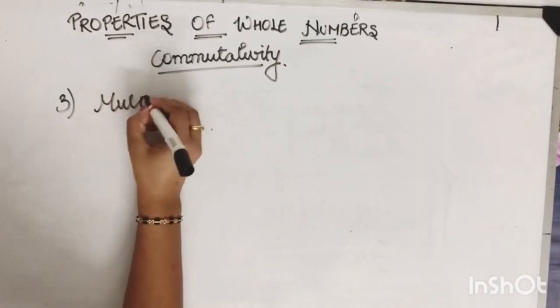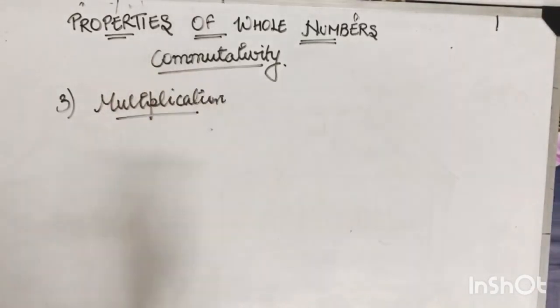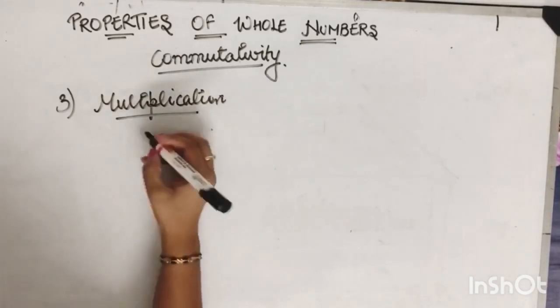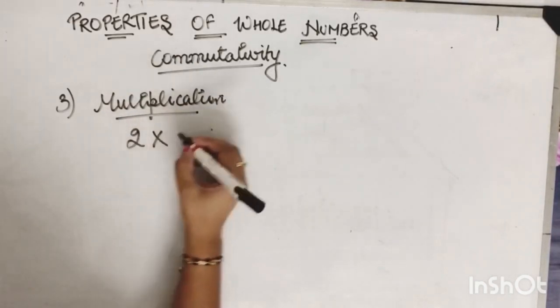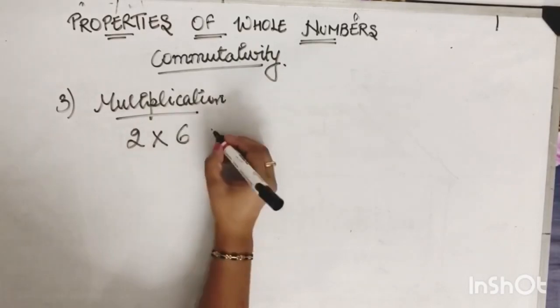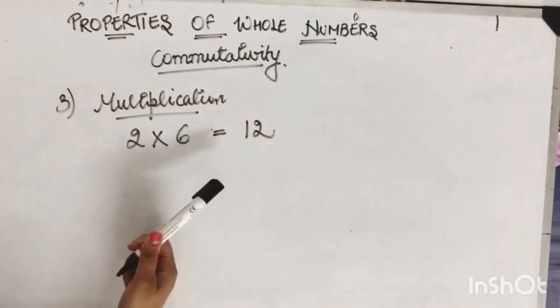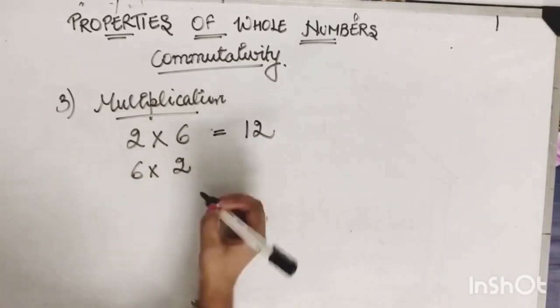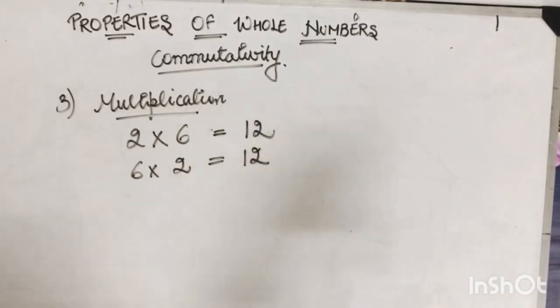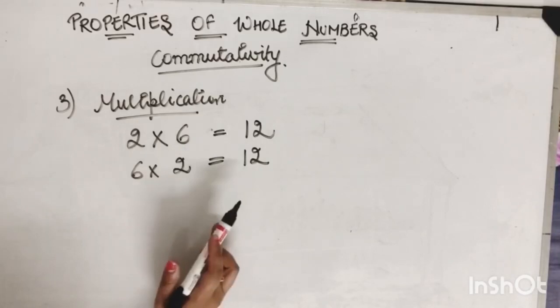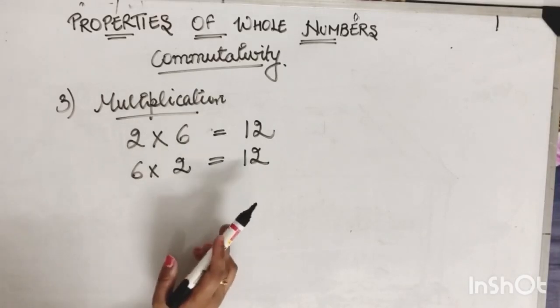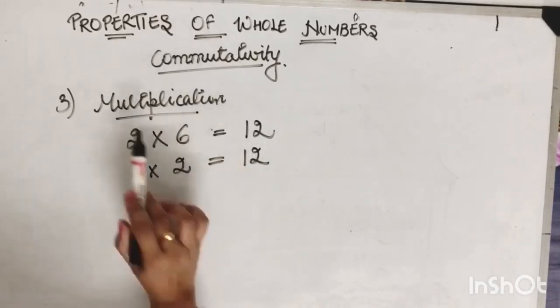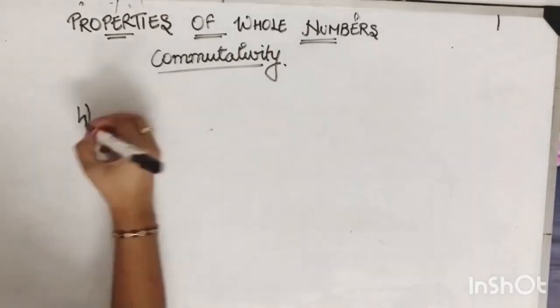Next is multiplication. If I am multiplying two numbers, let's say 2 into 6, it is equal to 12. If I interchange these two numbers, 6 into 2, it is also equal to 12. It means you can multiply the numbers in any order. You can interchange the numbers in multiplication. So therefore whole numbers are commutative under multiplication.